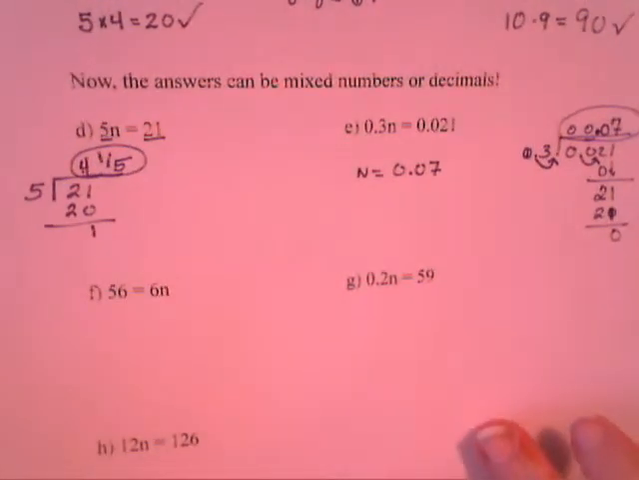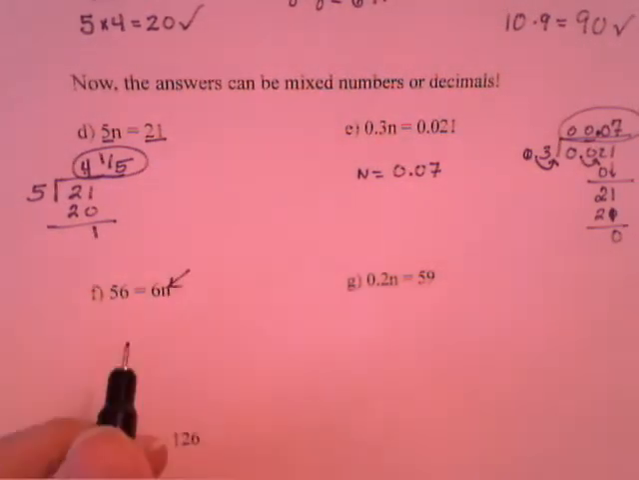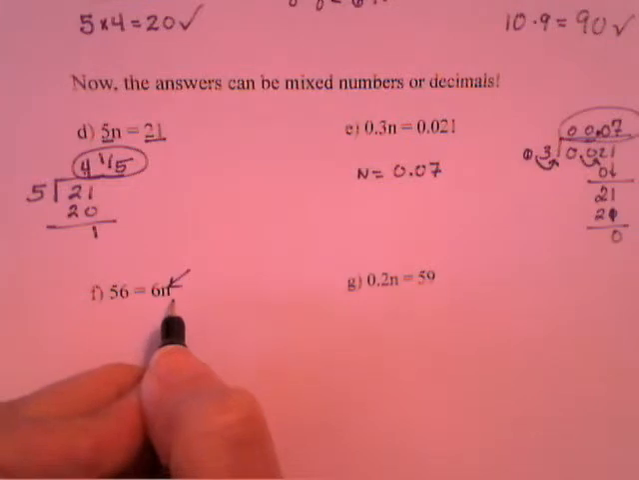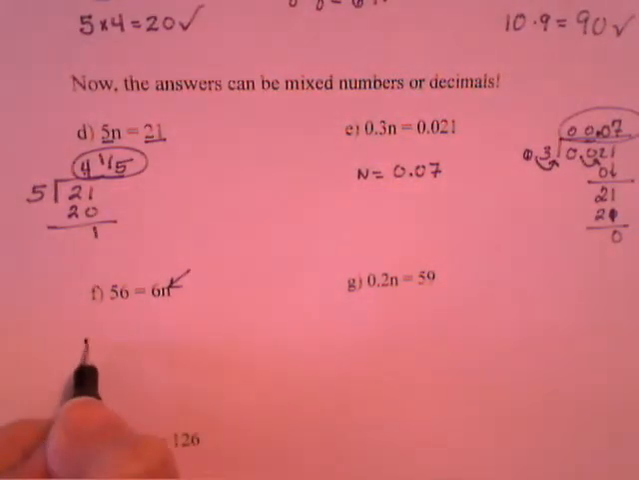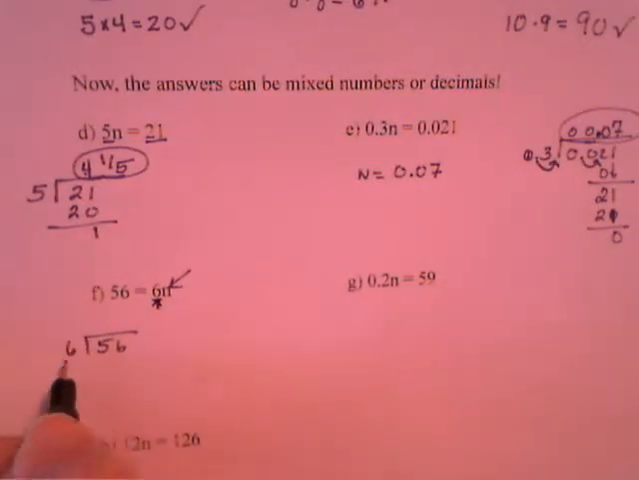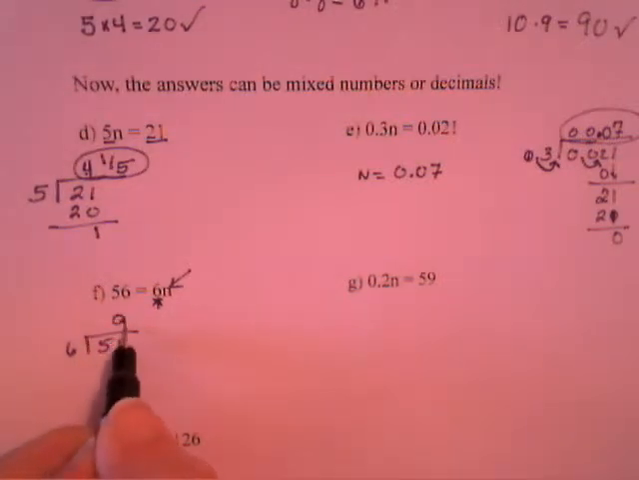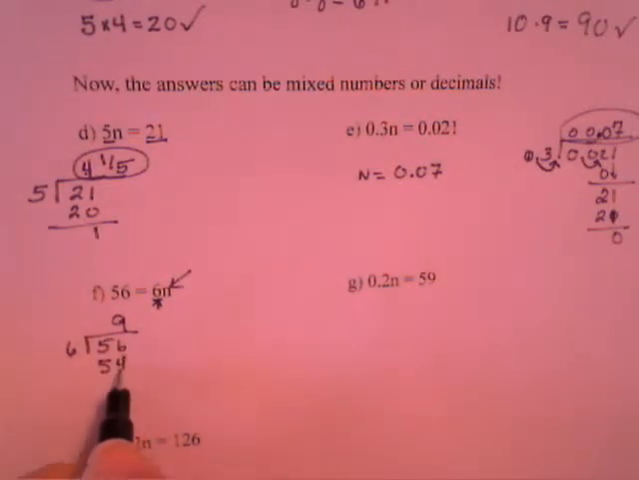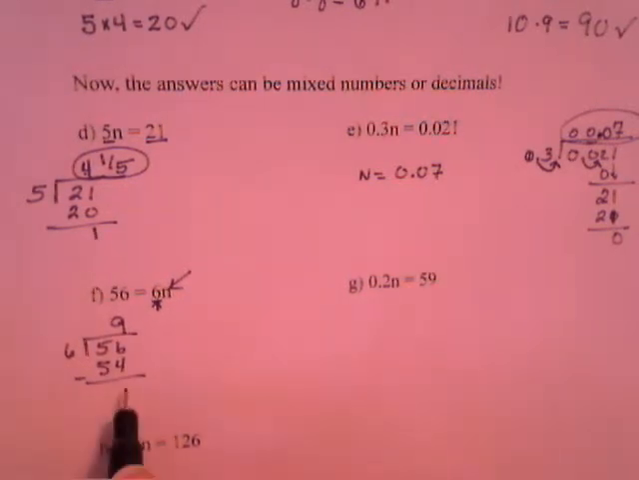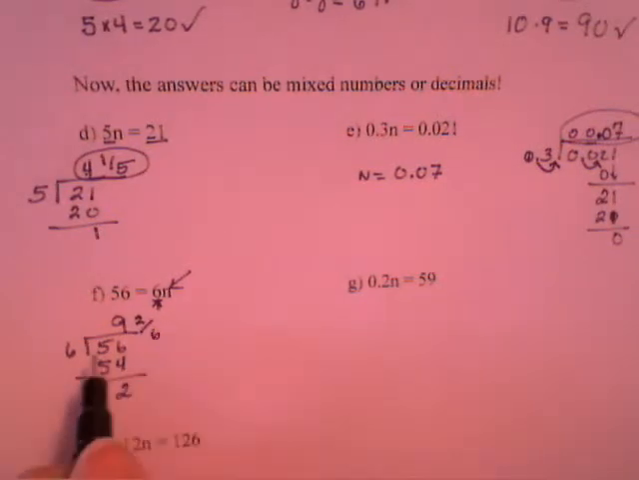Okay, problem F. 56 equals 6n. I have a missing factor, missing something to multiply by to get to 56. So I have to take my 56 and divide it by what I already know for a factor, which is 6. And let's just do it. 6 goes into 56 9 times, and 6 times 9 is 54. I do my subtraction and I get a 2. Well, that's 9 remainder 2, which is the same as 9 and 2/6.